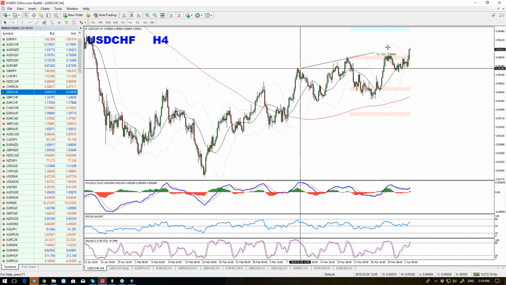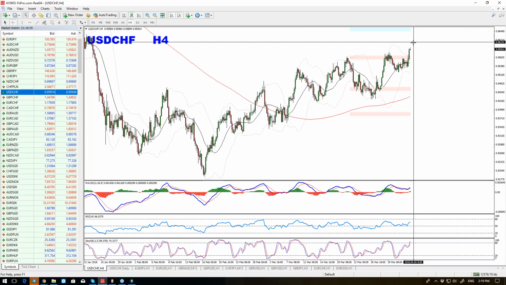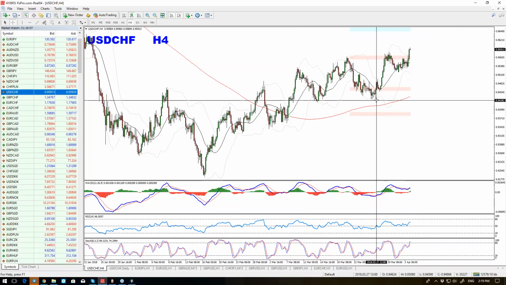Once it falls, breaks the trend line, completes the divergence, and at least breaks the trend line, we can then start looking for sell the rallies.